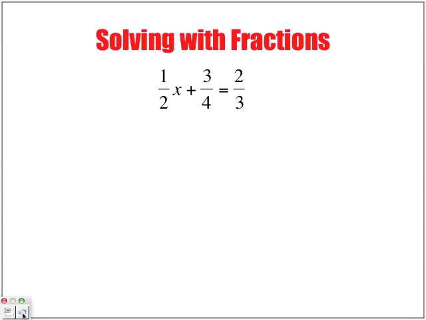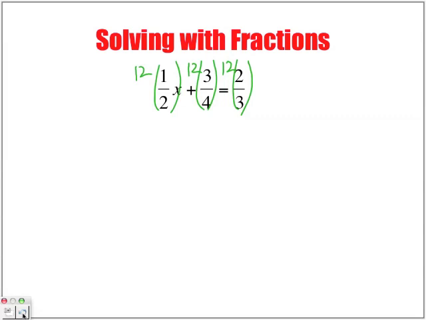What is the smallest number that each and every single one of these denominators can go into evenly? And that number is 12. So what we're going to do is put brackets around each one of the fractions, and we're going to multiply each one by 12. Now watch what I do with this.